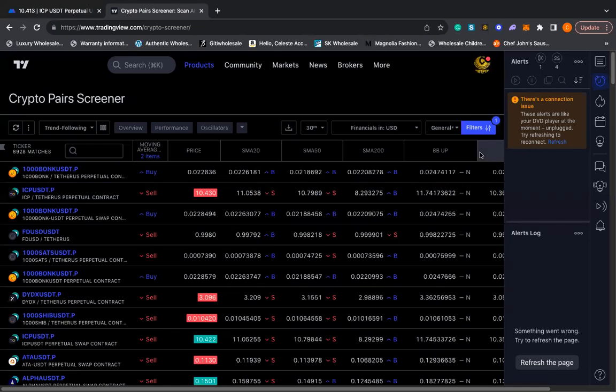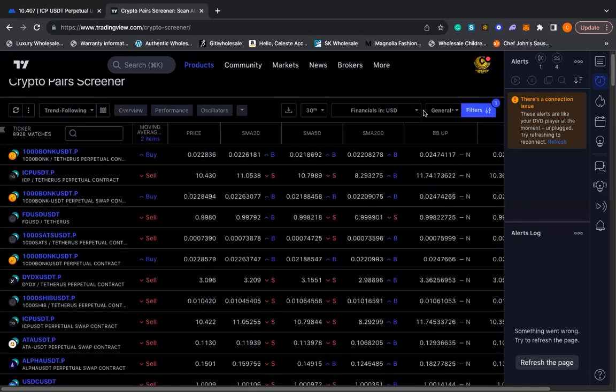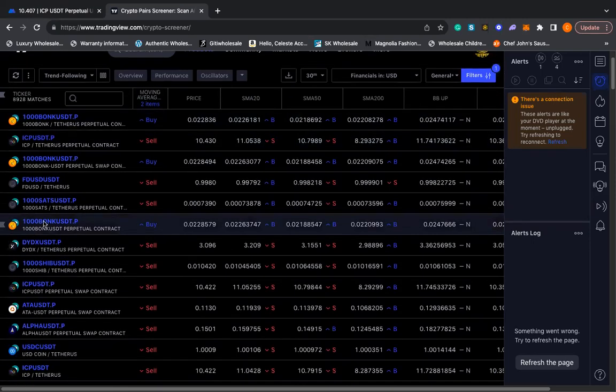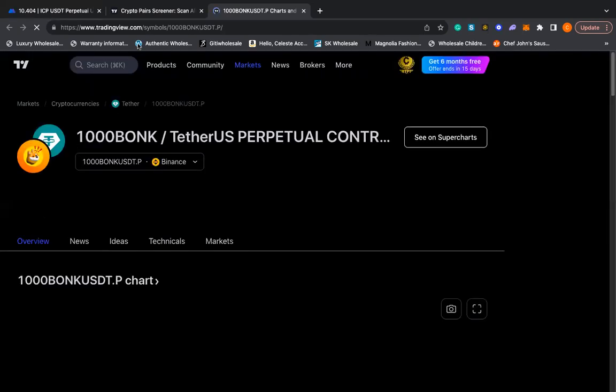All right, so let's go down. Let's see what play we can find today. Oh, 1,000 BONK. Perfect. This is one of my favorite meme coins to actually trade. Now, 1,000 BONK over the last 30 days, ironically, went up over 6,700%. But let's go ahead and dive into 1,000 BONK. While waiting for that to load, I'm going to go back to this screen here.